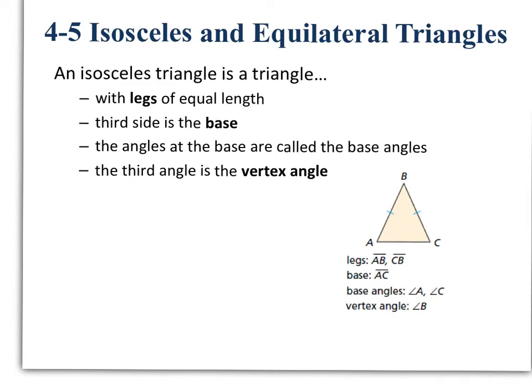And you can see in our figure below we have triangle ABC. So our legs are AB and CB. Our base is AC. Our base angles are angle A and angle C, and our vertex angle is angle B.